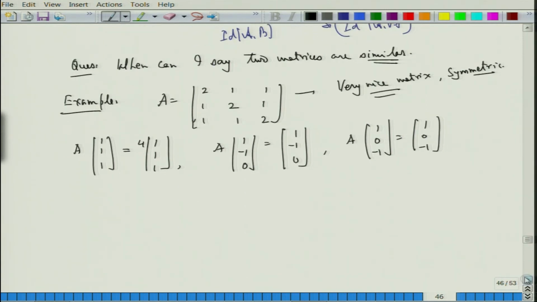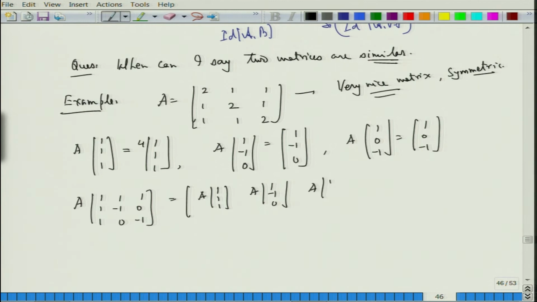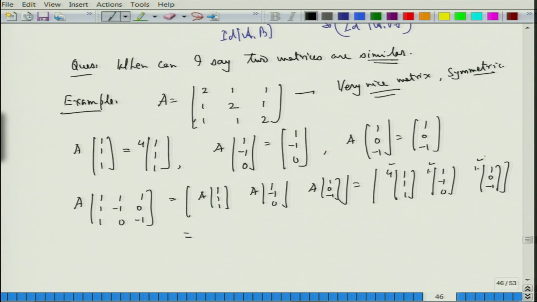So therefore, what I see here is that A times this matrix, A times 1 1 1, 1 minus 1 0, 1 0 minus 1, all right. This is same as A times 1 1 1, A times 1 minus 1 0, A times 1 0 minus 1, which is same as 4 times 1 1 1, 1 minus 1 0, so it is 1 is here, and 1 times 1 0 minus 1. So I can write it as, see, 4 is there, 1 is there, 1 is here, all right. So they are being multiplied to the columns. Since I am multiplying to the column, it has to be on the right.